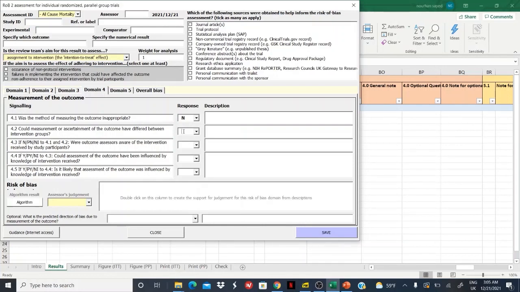Neither of these two is really applicable in our scenario, because all-cause mortality is something that happens only once. You're not going to miss it if it happens, and it's not going to happen more than once in more than one follow-up visit. So that's going to be a no for this domain.